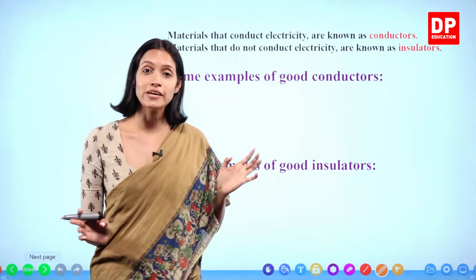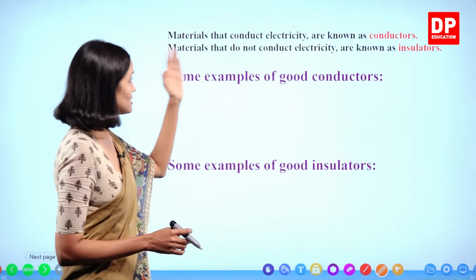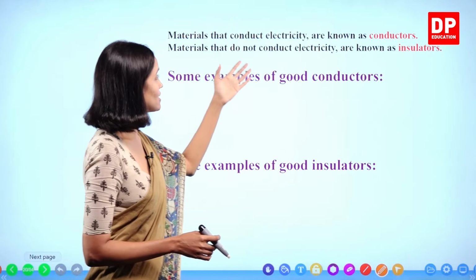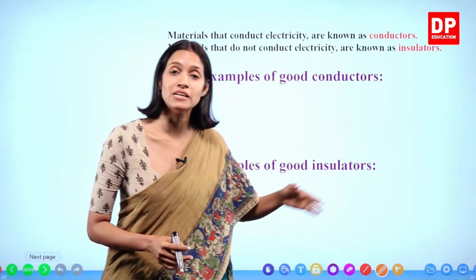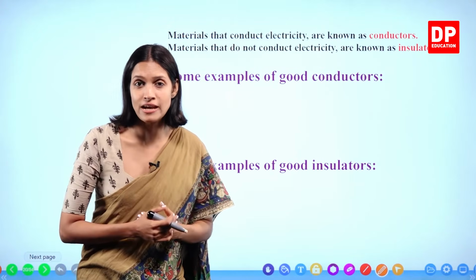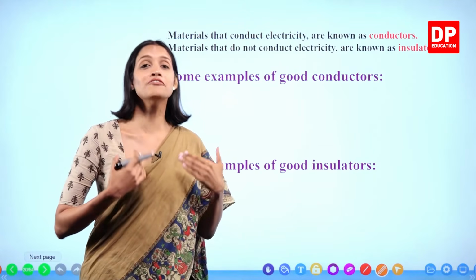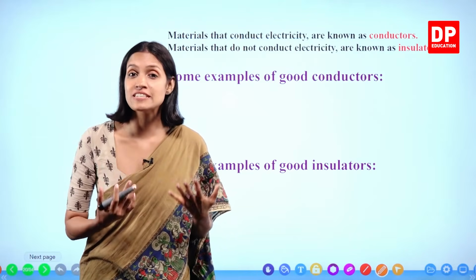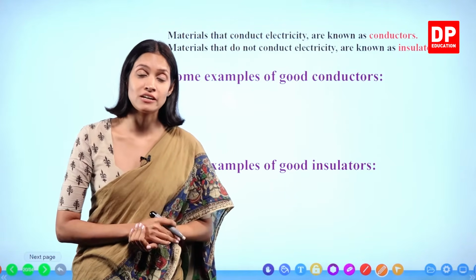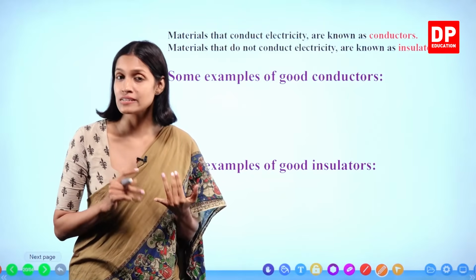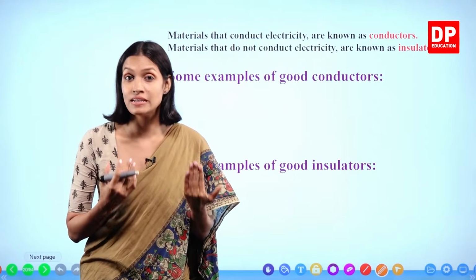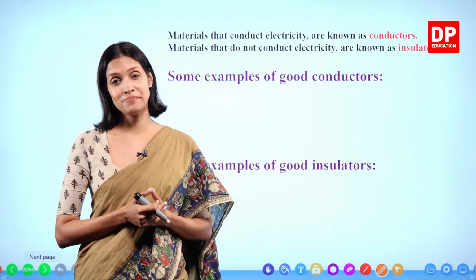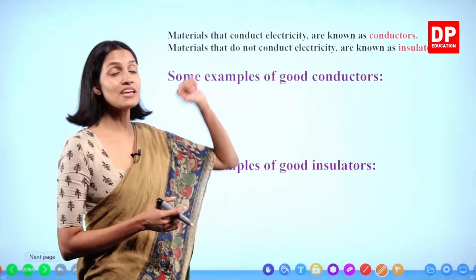Insulators. Okay, children. So the materials that conduct electricity are known as conductors. Materials that do not conduct electricity are known as insulators. In our day-to-day life, we use a lot of conductors and insulators, children. Based on our necessity, sometimes we have to use conductors, specifically when we use electrical appliances and prepare electric circuits. We have to use the materials that conduct electricity, which means we have to use conductors.